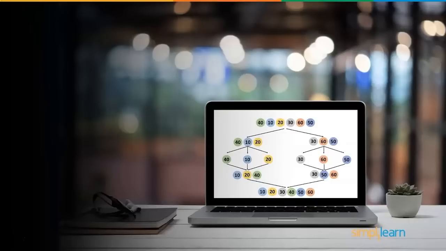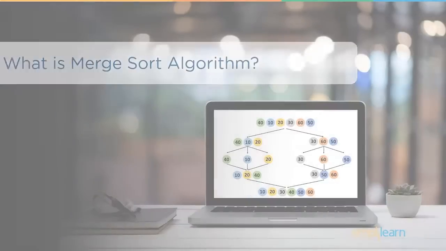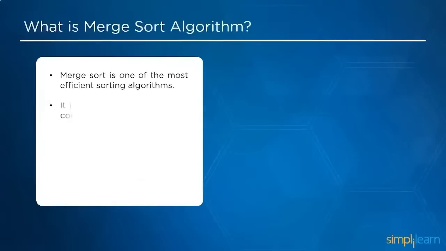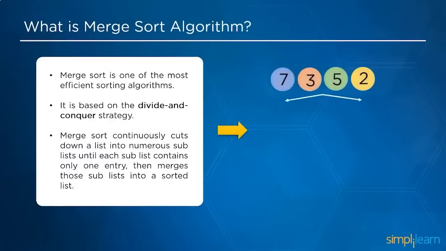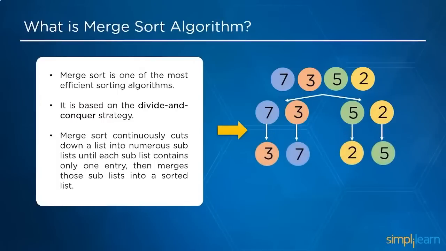Followed by that, let us get into merge sort algorithm. So merge sort is one of the most efficient sorting algorithms. It is based on divide and conquer strategy. Merge sort continuously divides a list into numerous sublists until each sublist contains only one entry. Then merges all those sublists into a sorted list. There are 4 elements on my screen. We have 7 and 3 in the left half and 5 and 2 in the right half. After dividing the 4 elements in half, we combined all the items in ascending order, that is 2, 3, 5 and 7.